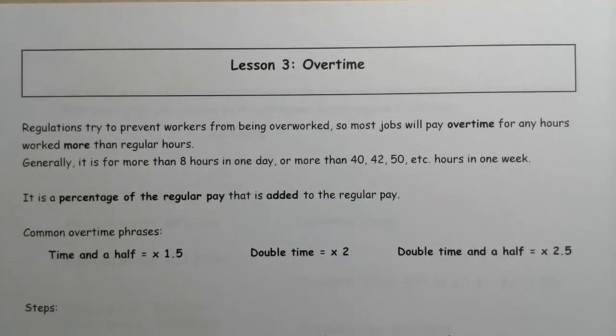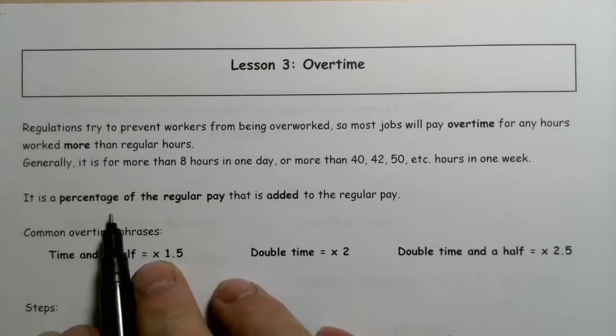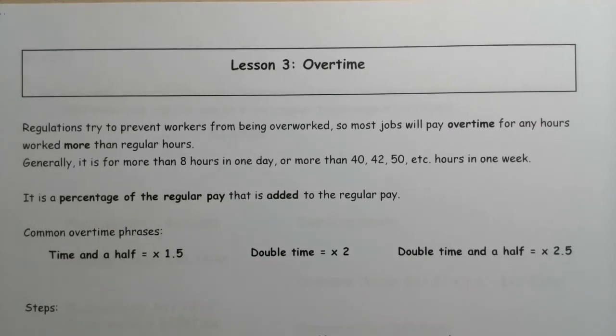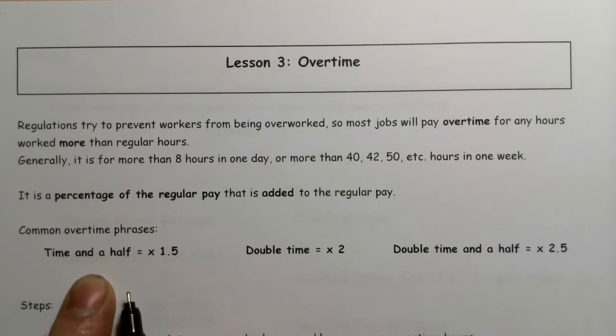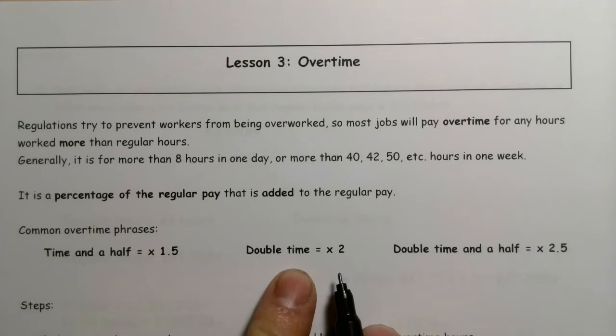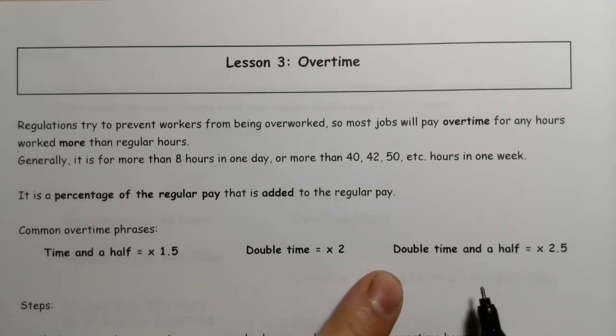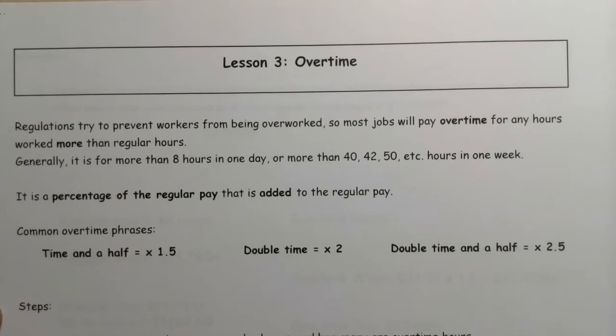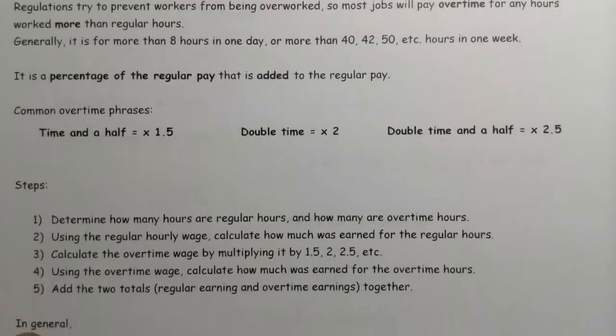So there was some variation there. And then it's typically a percentage of the regular pay that's added to the regular pay. So you get a fraction more than you normally would. Here are some common phrases that you use. You might talk about time and a half, which is you would multiply your pay by 1.5. Double time, which would multiply your pay by 2. Or double time and a half, you're multiplying by 2.5, which would be fantastic.